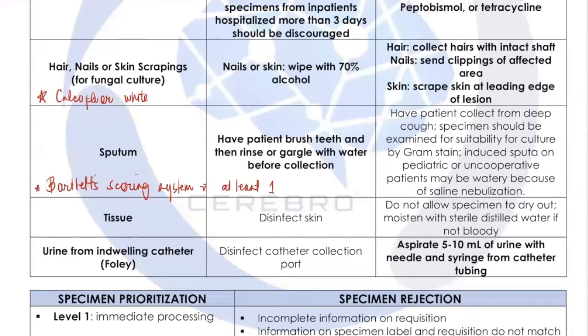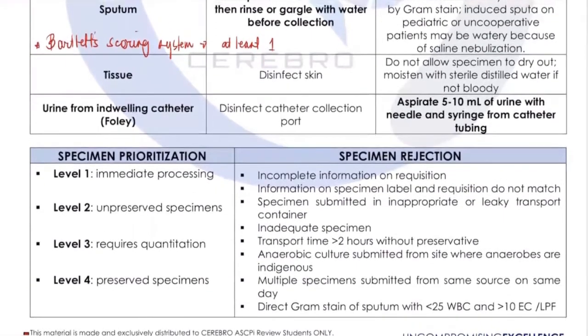Next, we have tissue specimens. Disinfect the skin, of course, and do not allow the specimen to dry out. So moisten with sterile distilled water if the specimen is not bloody. And lastly, how do we collect urine from an indwelling catheter or a Foley catheter? You have to disinfect the catheter collection port, then aspirate 5 to 10 ml of urine with needle and syringe from the catheter tubing.